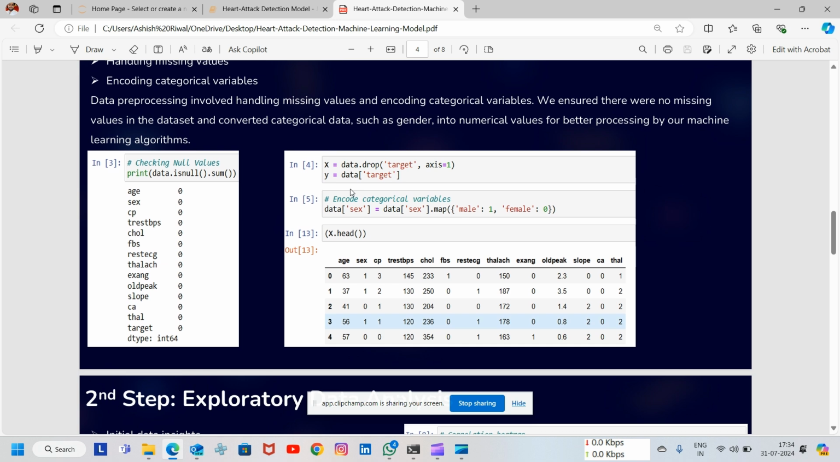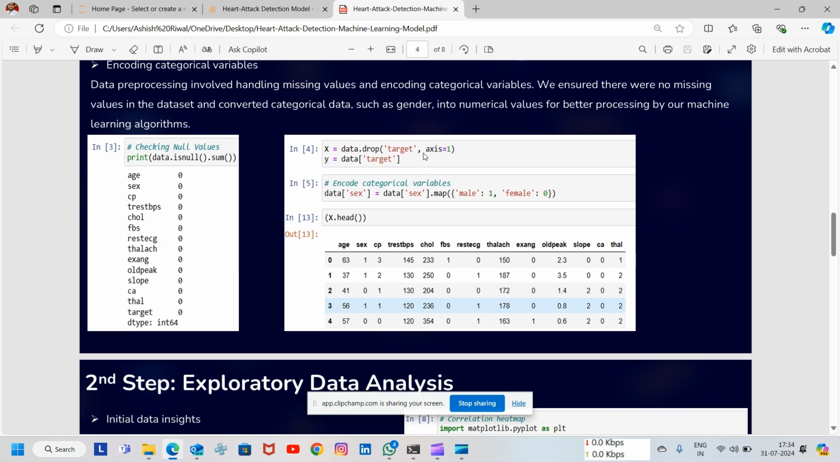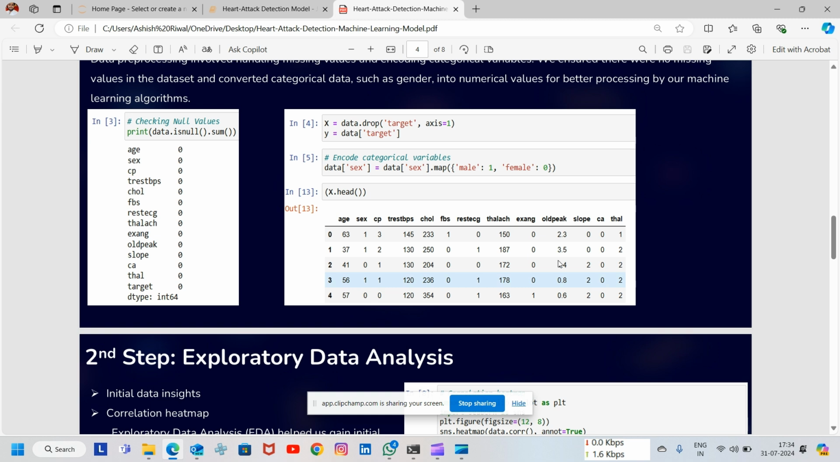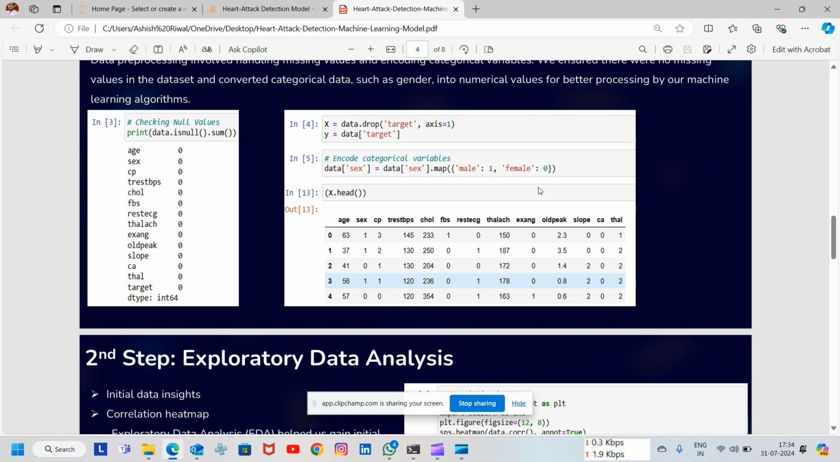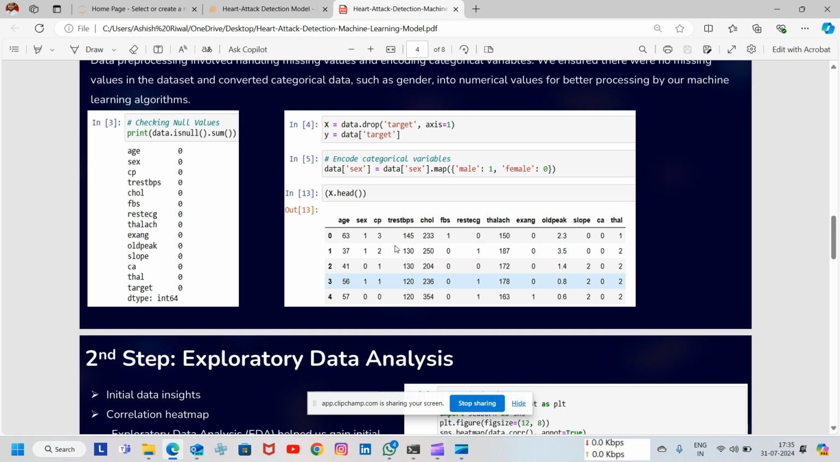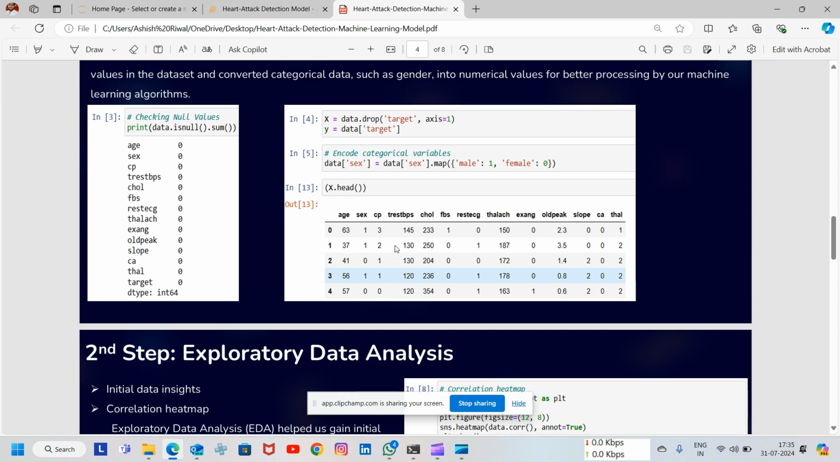In the next step, we will split the data into X and Y. In the X, all of the data is kept, and we will drop the target column from X, and then in Y we will save the target column. In the target, 0 and 1 were also given: 0 for no risk of heart attack and 1 for risk of heart attack.